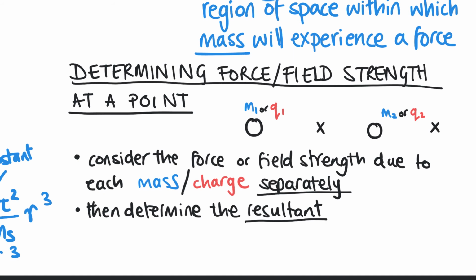We could also consider the special case where there is a point in between the two masses or the two charges where the force or the field strength cancels each other out. And as such, the resultant is zero. And we call such a point a neutral point.